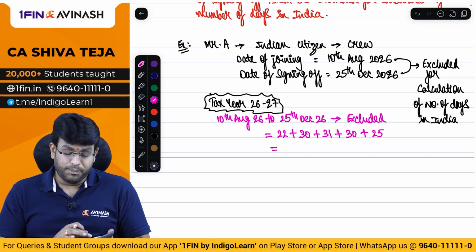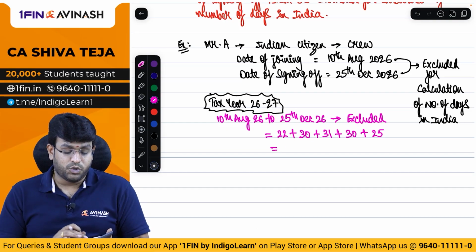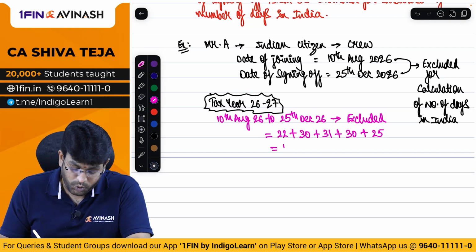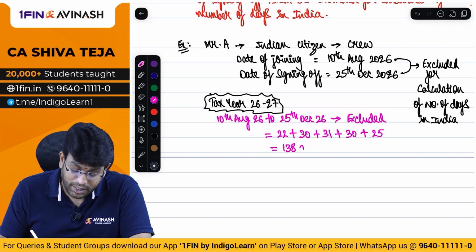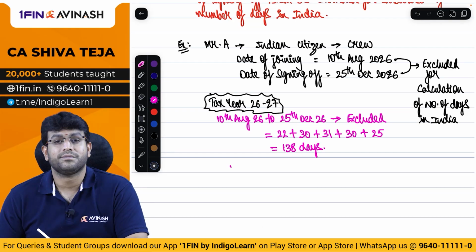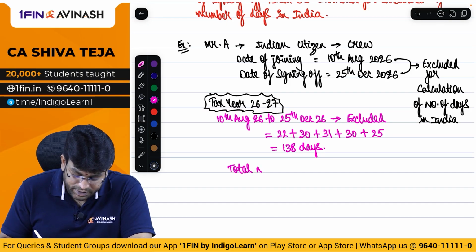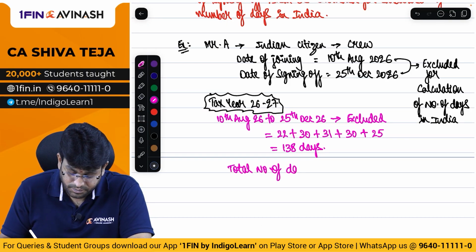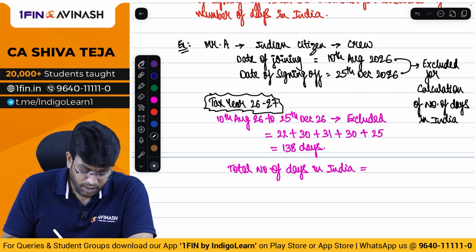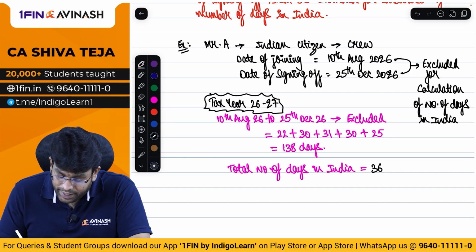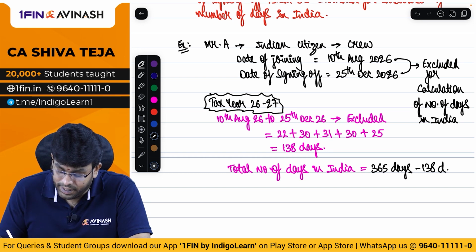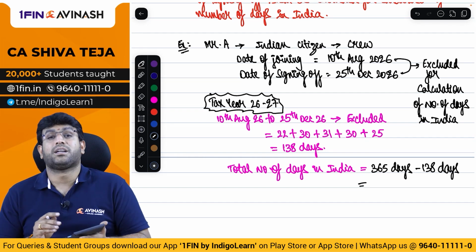22 plus 30 plus 31 plus 30 plus 25, which is coming to 138 days. Understood? Now, total number of days in India is equal to 365 days minus 138 days. That is how we have to calculate.